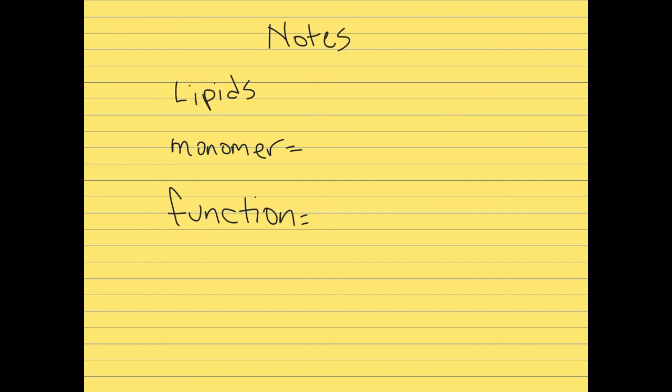And the last slide, once again, these are my notes. I'm taking notes just like you. Hopefully you're taking notes too. Lipids, remember, that is the polymer. That is the large molecule. It's also called a macromolecule. What's the monomer of lipids? Hopefully you remember. I'm going to ask you right now. Let's see if you get it right. All right. Hopefully you put the monomers of lipids are fatty acids and glycerol.